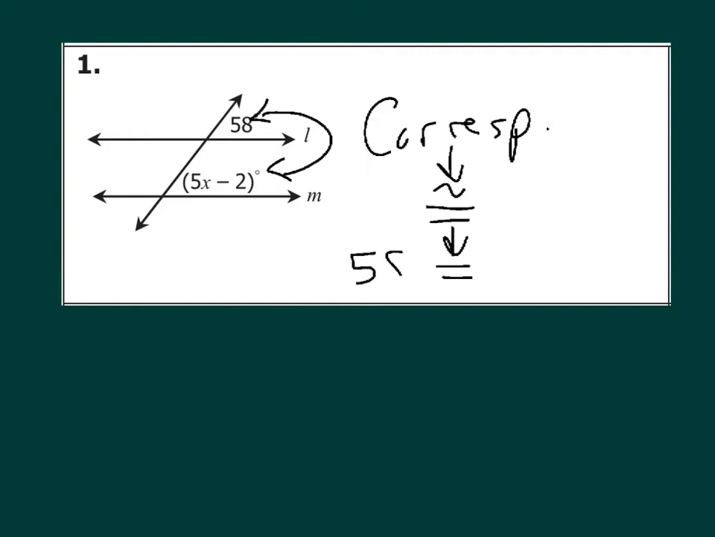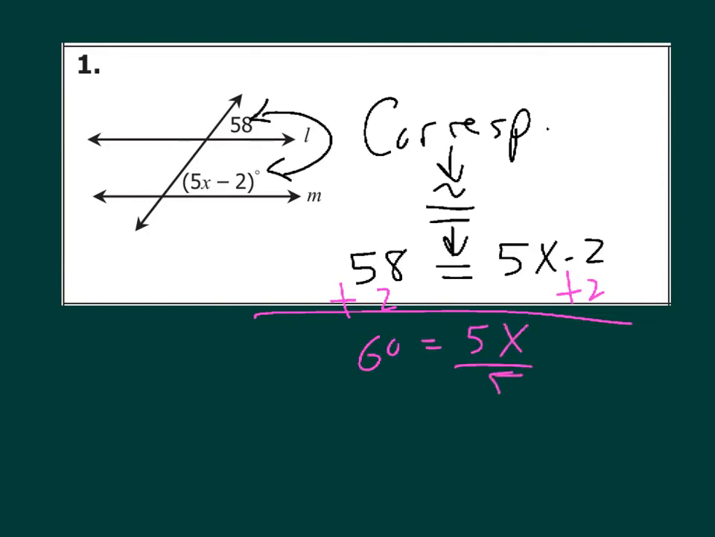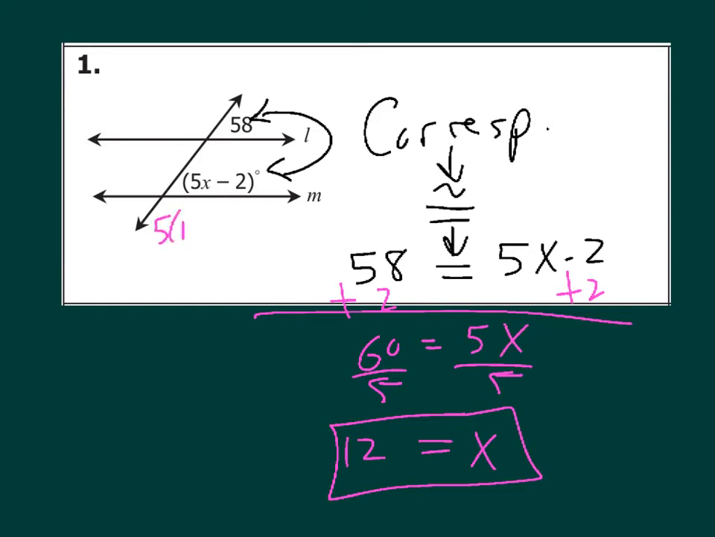So 58 equals 5x minus 2. To solve for x, all we're going to do is some simple algebra, add 2 to both sides. I'm going to get 60 equals 5x, divide by 5, divide by 5, x is equal to 12. I'm all set. Might just want to come over here and say, well, 5 times 12 minus 2 is 60 minus 2 is 58. Check. We should be in good shape. We've solved x. Move on.